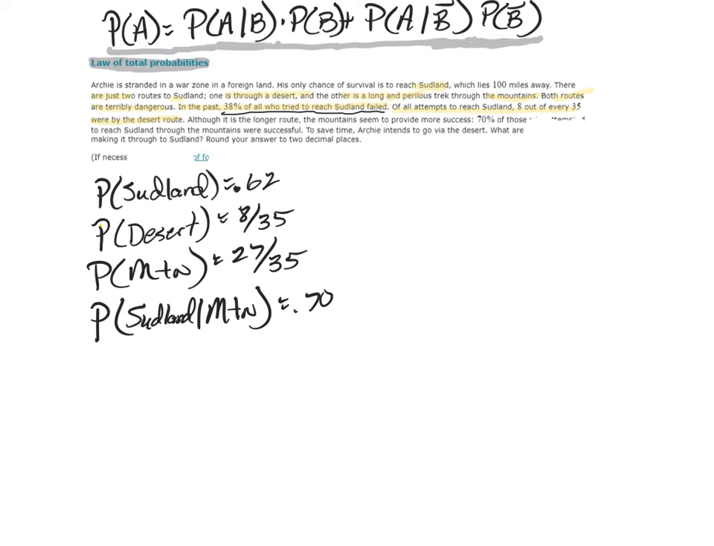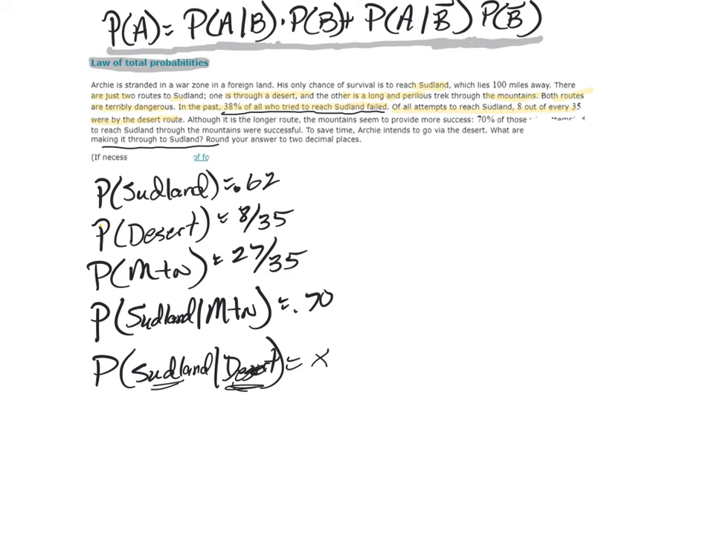Now the question you have to answer is, of course, Archie is not going to go through the mountains. He's going to go through the desert. What's the probability he gets to Sudlin? So it says Archie intends to go through the desert. What's the probability of making it to Sudlin? So given that he goes through the desert, what's the probability he gets there? This is what we don't know. This is what we're looking for.